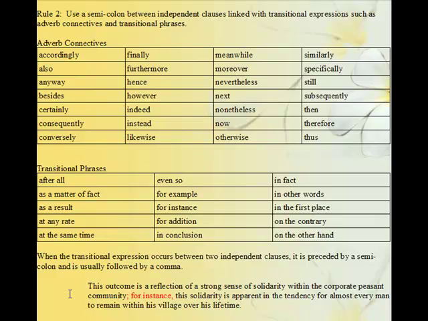Example: this outcome is a reflection of a strong sense of solidarity within the corporate peasant community; for instance, this solidarity is apparent in the tendency for almost every man to remain within his village over his lifetime. So notice after community you have a semicolon. That's the first independent clause before that. Then after for instance you have a comma, and this is followed by the second independent clause.